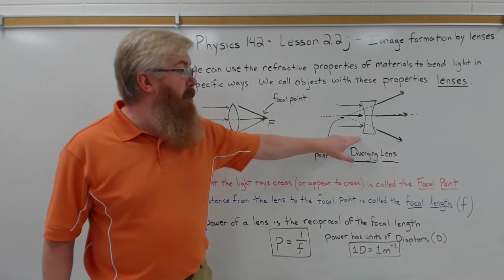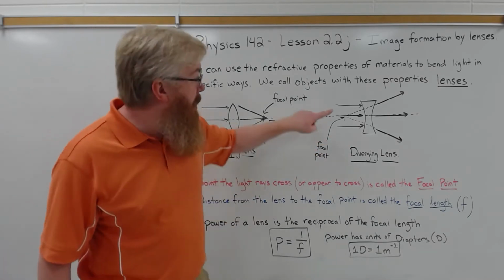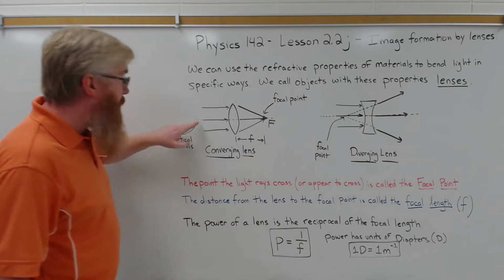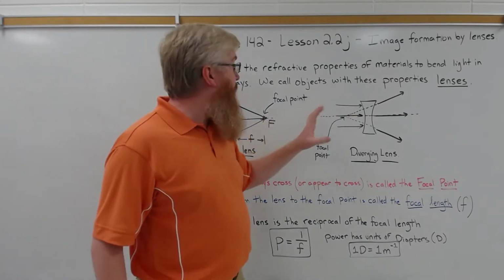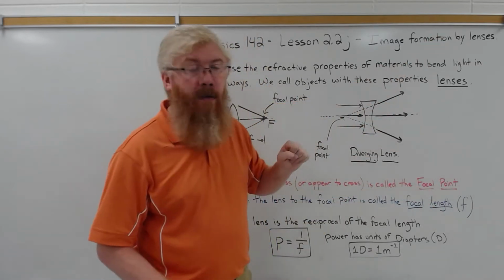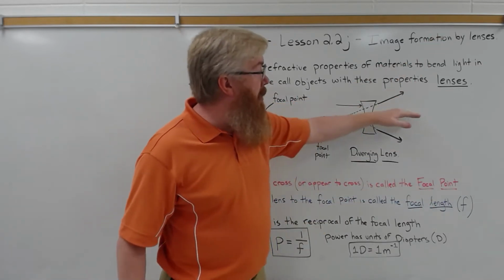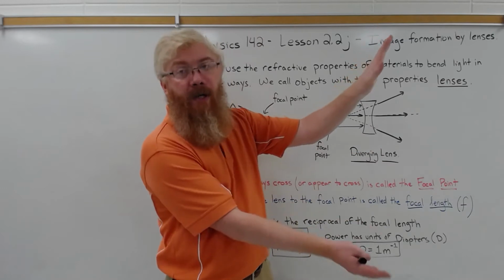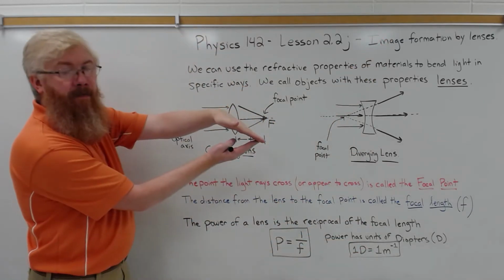Likewise, we can actually create what's called a diverging lens. So here we have three parallel beams of light, just like we had before, but instead of converging down to a point, this lens spreads them out. So they spread out. They're no longer parallel, but they're diverging rather than converging.